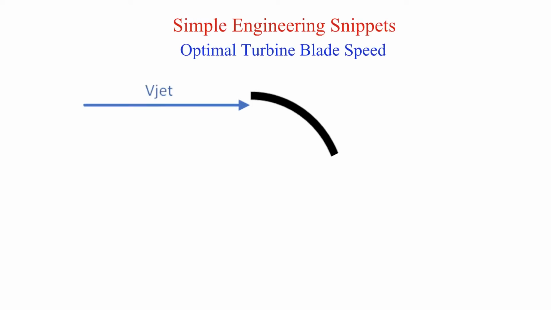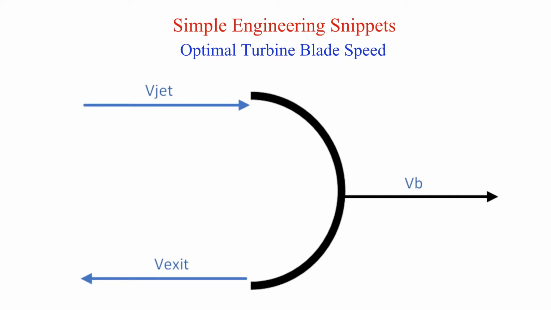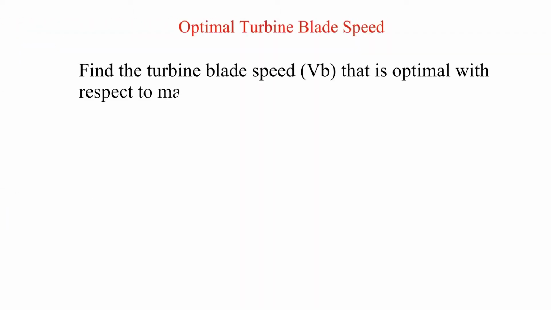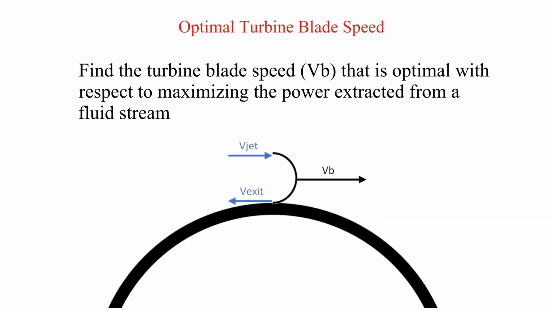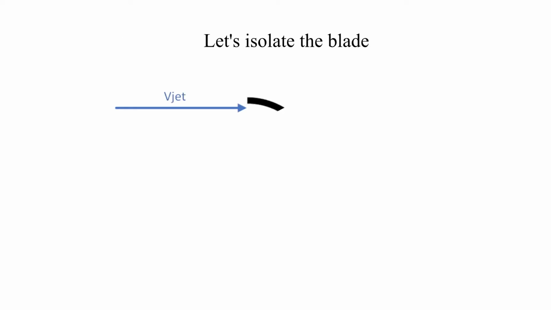In this snippet, we will be calculating the optimal turbine blade speed. We will be using conservation of mass and conservation of momentum for a moving inertial control volume. Our task is to find the optimal turbine blade speed that maximizes the power extracted from a fluid stream. Let's isolate the actual blade for our analysis.